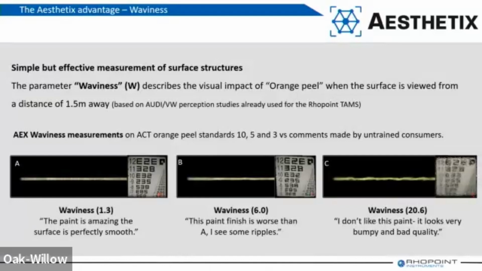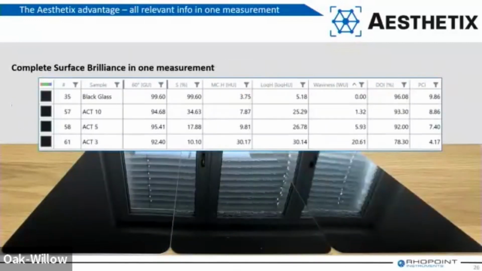But we want to give that a value which matches our eye. So Rhopoint in 2018 did a massive study with Volkswagen to understand people's perception of orange peel when they view a car at 1.5 meters. So how does it make me feel? And we did that with a big pair study with all of the Volkswagen quality managers from around the world. So we got a value which again matches perception and matches to our eyes.